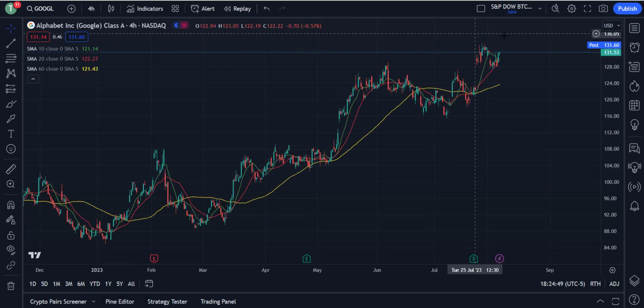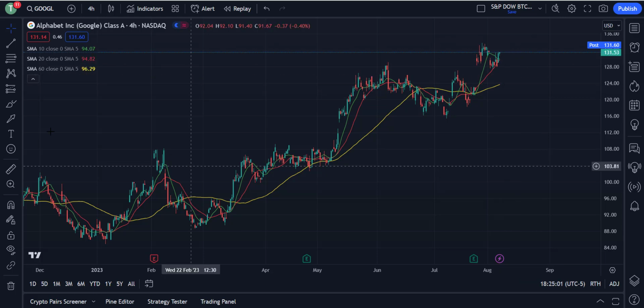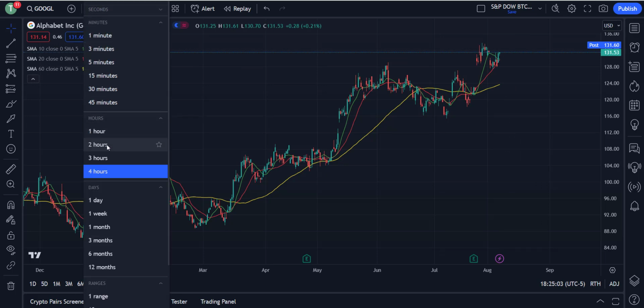So at the 4-hour standpoint, you can see it's still bullish. The 10-hour is about 19 cents higher than the 20-hour. Both of those, of course, are higher than the 60. So still slightly bullish there.